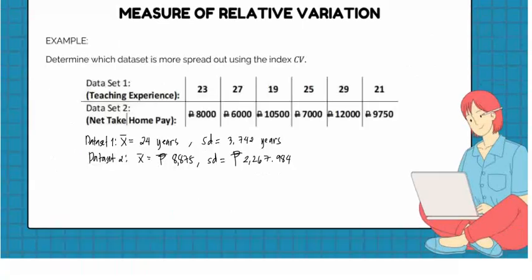Like for example, for a case wherein yung isang data set mo is in terms of teaching experience tapos yung data set mo is in terms of net take home pay. As you can see, sa teaching experience, this is measured in years while our data set for net take home pay is measured in pesos. So basically they have different SI units, but we can still compare both or test kung saan yung mas spread out by using the coefficient of variation formula.